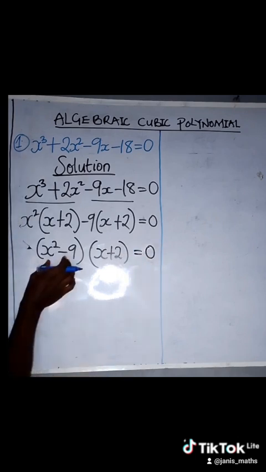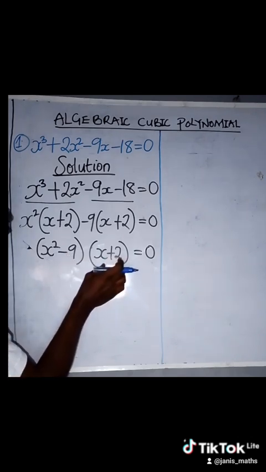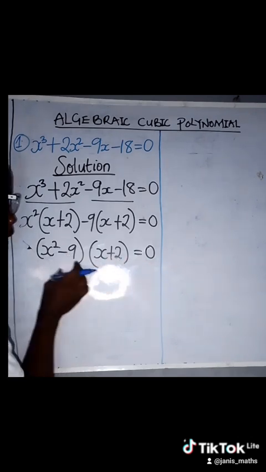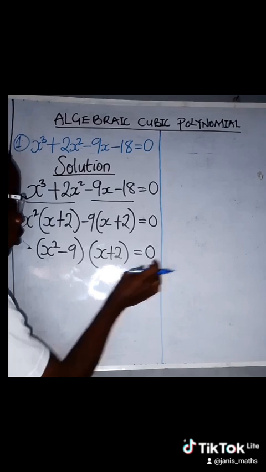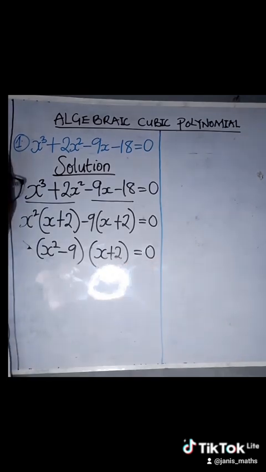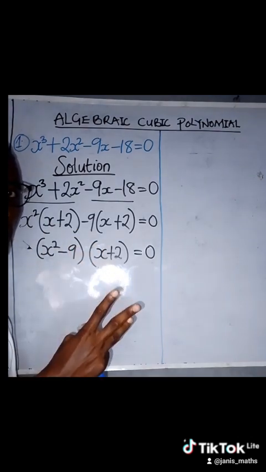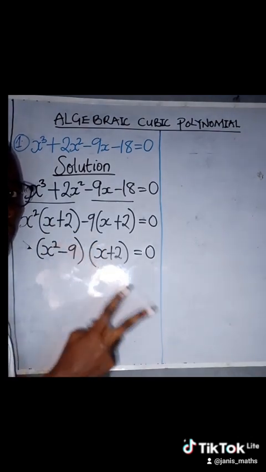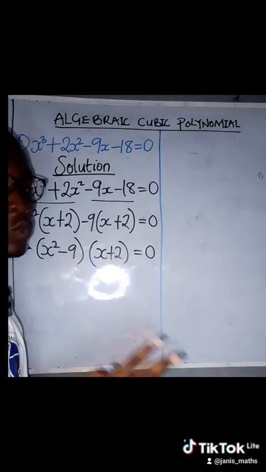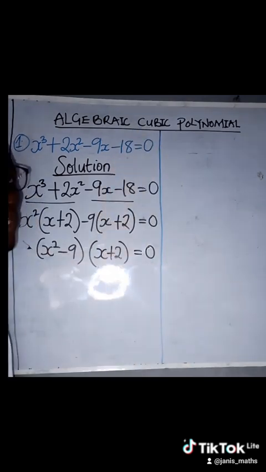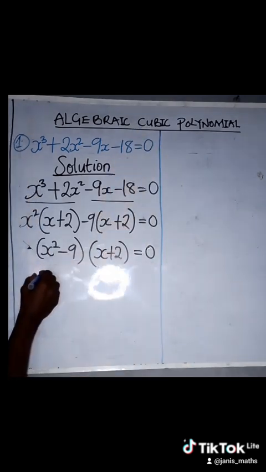If I have this and this equal to 0, which is x squared minus 9 and x plus 2 equal to 0, that means this bracket is equal to 0 and this bracket is also equal to 0. Now remember the question says cubic polynomial, so there have to be 3 values of x. But when it's quadratic, it becomes 2 values of x. This question says 3 values of x, and that's the reason why it's called a cubic polynomial.